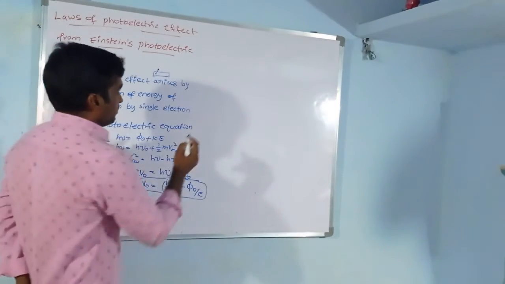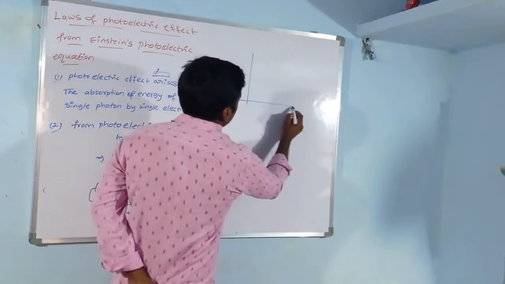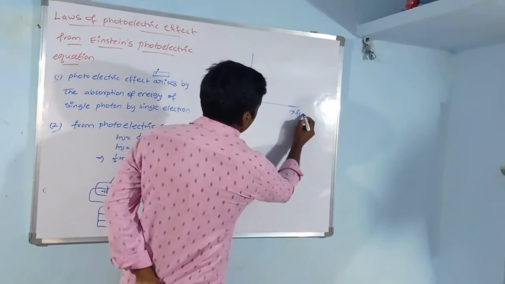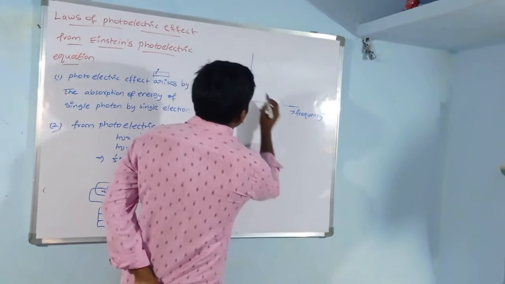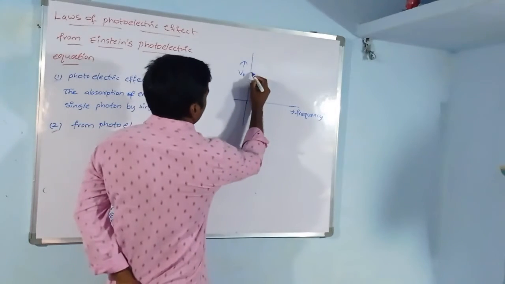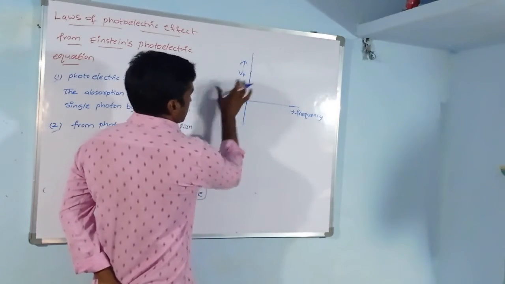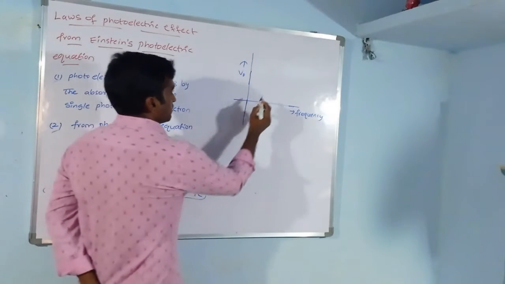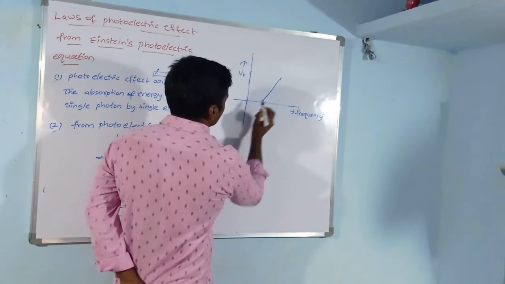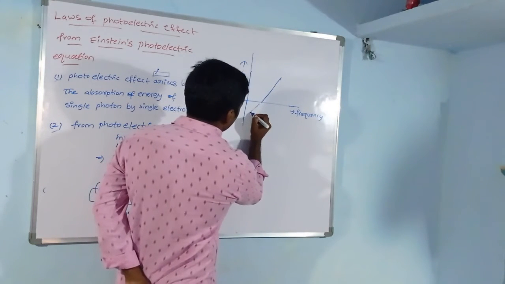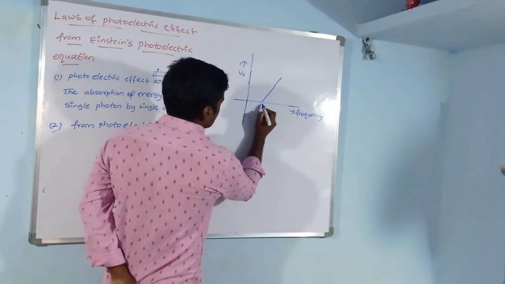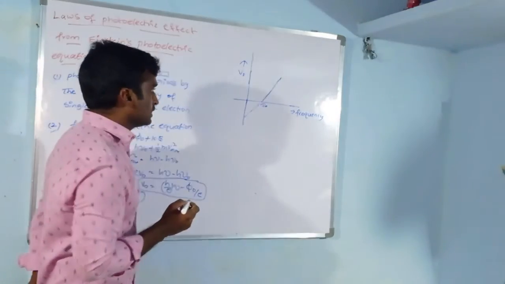If we take a graph between frequency and stopping potential, along the x-axis I am taking frequency and along the y-axis the negative potential. Frequency is directly proportional to stopping potential, that means you will get a straight line. If we extend this straight line, it intersects the negative y-axis. This is nu naught, the threshold frequency.